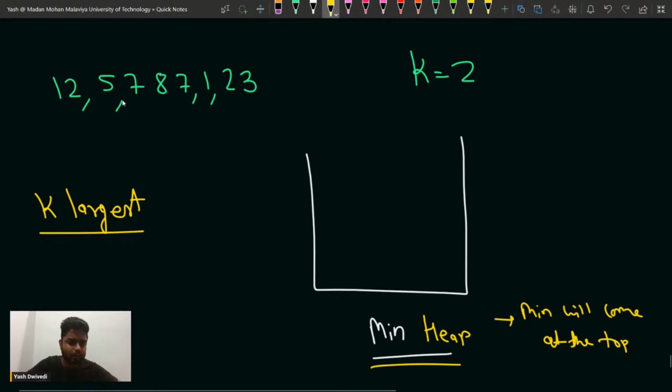So I will insert the very first element, 12, inside the heap. Now I will check the size. Can I say that the size of the heap is less than or equal to k? Yes, the size of the heap is less than or equal to 2, because there is only one element.